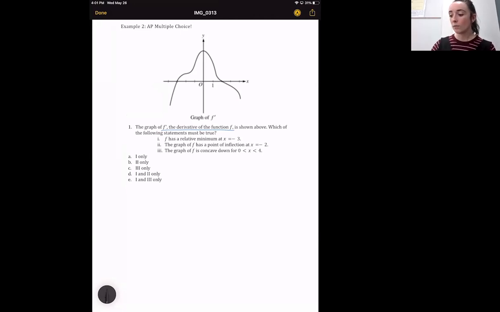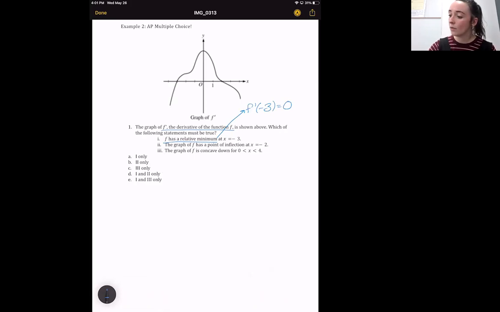First, f has a relative minimum at x equals -3. Let's write our translation statement. F has a relative minimum. What does that mean we should look for on our graph of f prime? Well, if f has a relative minimum, that means f prime is equal to 0. It crosses the x-axis. In fact, we can say that f prime of -3 is equal to 0 because that's the x value we want to know about.